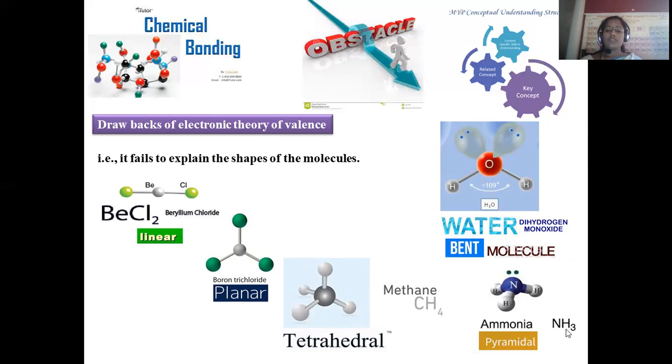Ammonia, where nitrogen is surrounded with three hydrogens. It is not boron surrounded with three chlorines; here nitrogen is surrounded with three hydrogens, but the geometry is not exactly the same. Boron trichloride is planar, whereas ammonia is pyramidal in shape. There is a distinction between these two, even though the number of surrounding elements is the same, because a lone pair of electrons resides on the nitrogen, so that it imparts a pyramidal shape to the ammonia molecule.